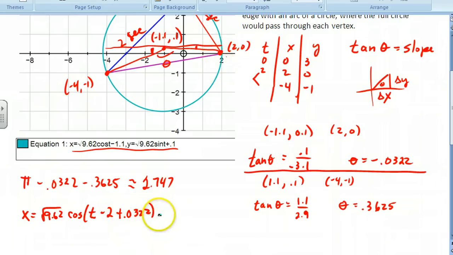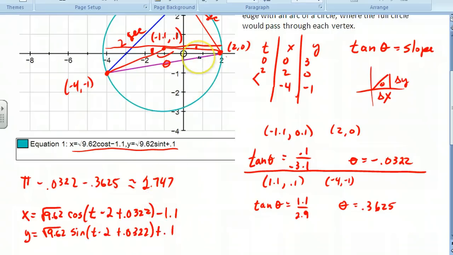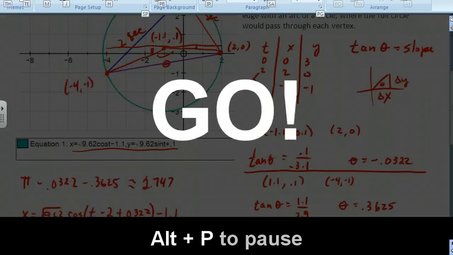And then I still need my minus 1.1. And then my y value is going to be square root of 9.62 sine of t minus 2 plus 0.0322, and then plus 0.1. The only problem here, though, is that this would travel in a counterclockwise direction. I want to travel in a clockwise direction, so I'm going to change my y coordinates. That takes my y coordinates from going up like this to going down like this for the same exact x coordinate. I'm going to punch this into my calculator and I'll show you the result.